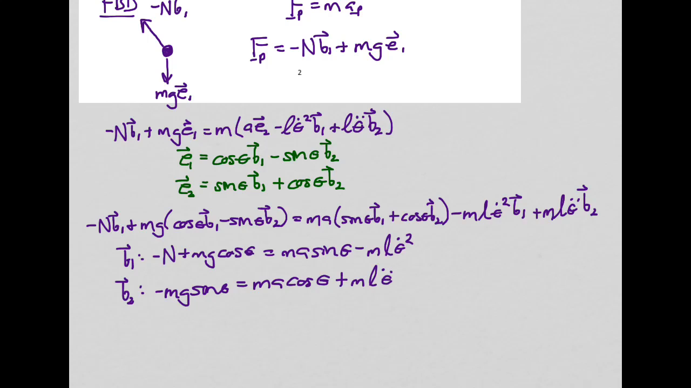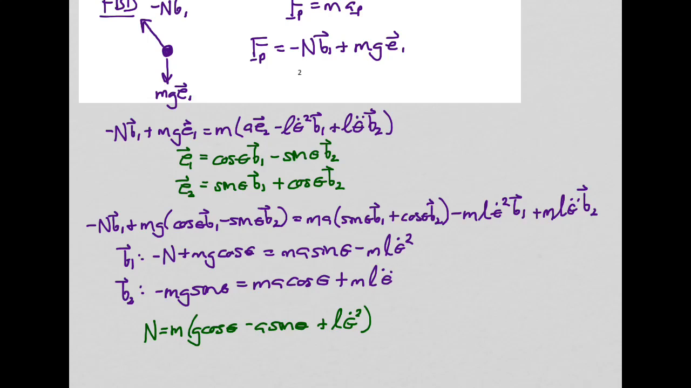And so we see here that we've got two equations. Our top equation gives us our constraint. This is our constraint equation, in which we can rearrange and solve for our constraint force. We get N is equal to m g cosine theta minus a sine theta plus L theta dot squared.